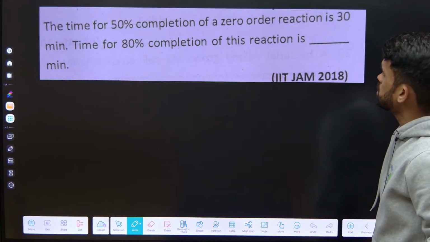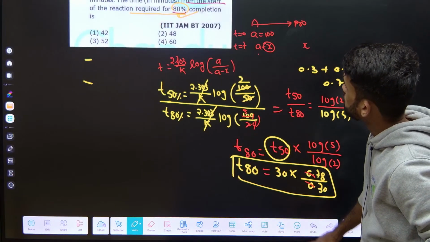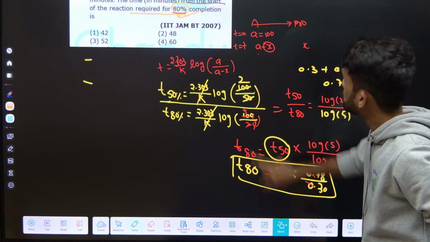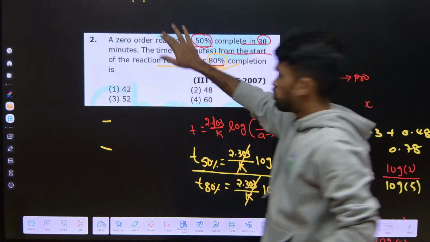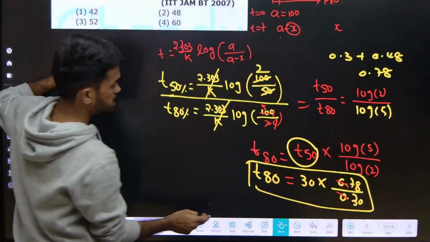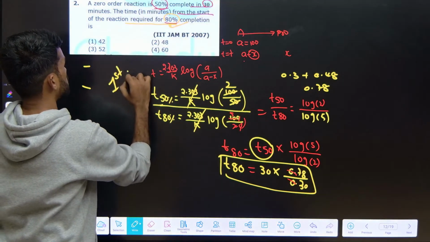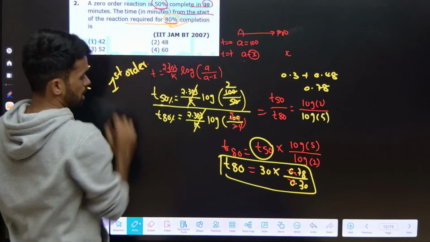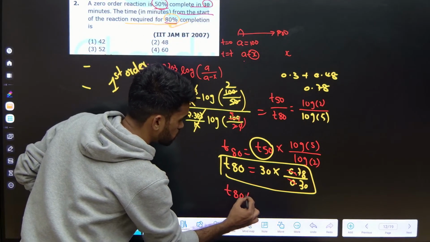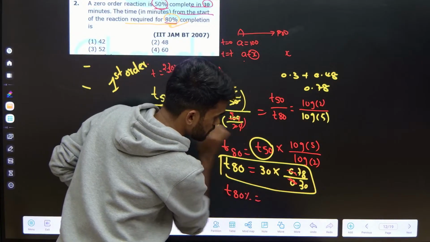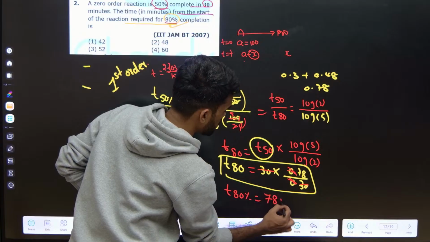Next, tell me for this, again the same question is there. See, for which order are they asking? They are asking it for zero order. Whatever we have calculated is for first order. If they are asking for first order, T 80% will be 0.78 by 0.30, so 78 minutes you will get.